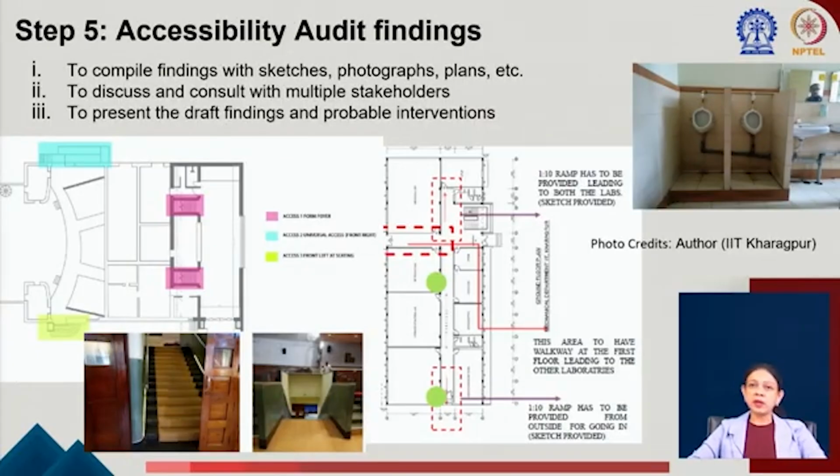After you have done the audit, you compile the entire thing in the form of findings and put it on paper with the help of the drawings. Say, here they have identified these two staircases which require some kind of treatment. It is important that whenever you show this on the building plan, you also give supportive images.